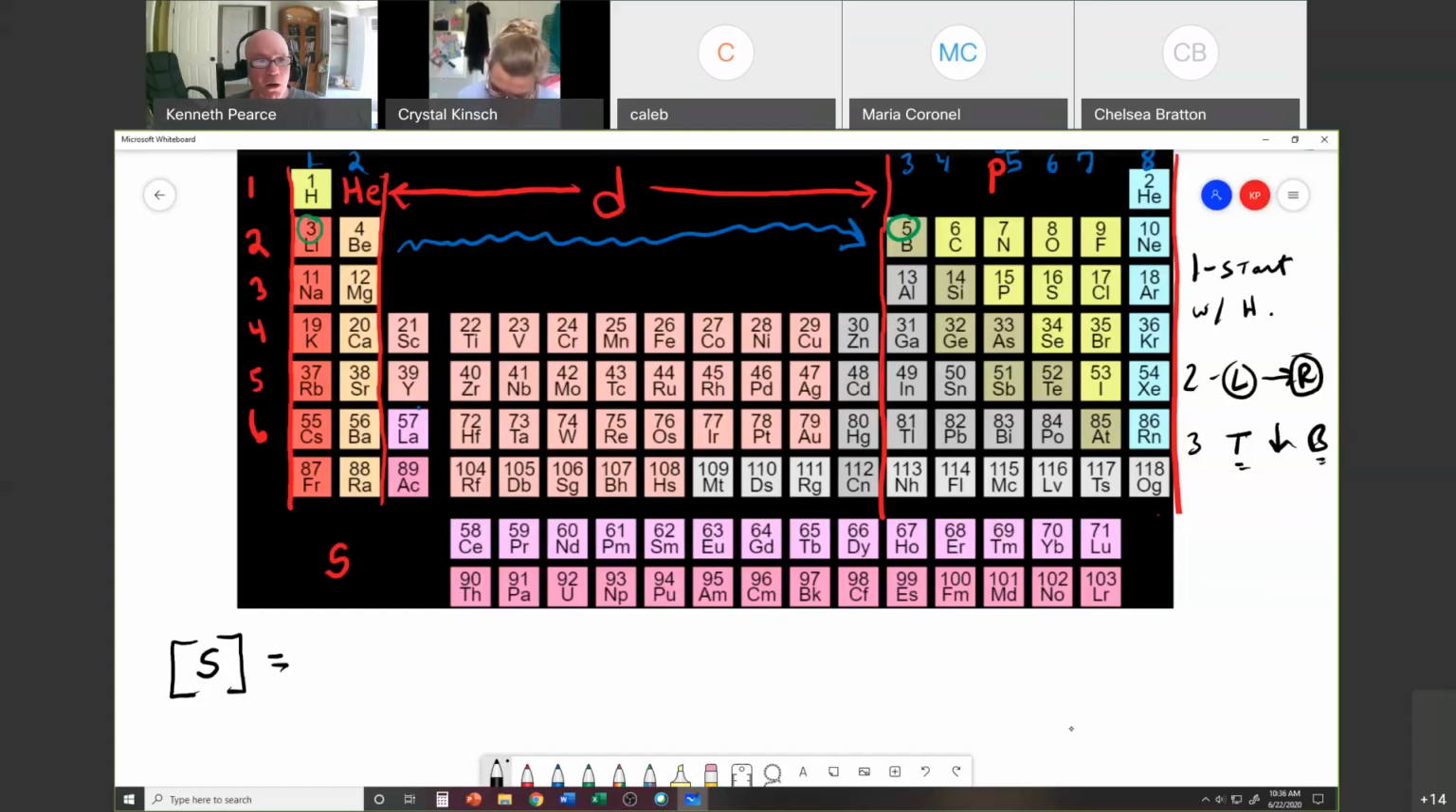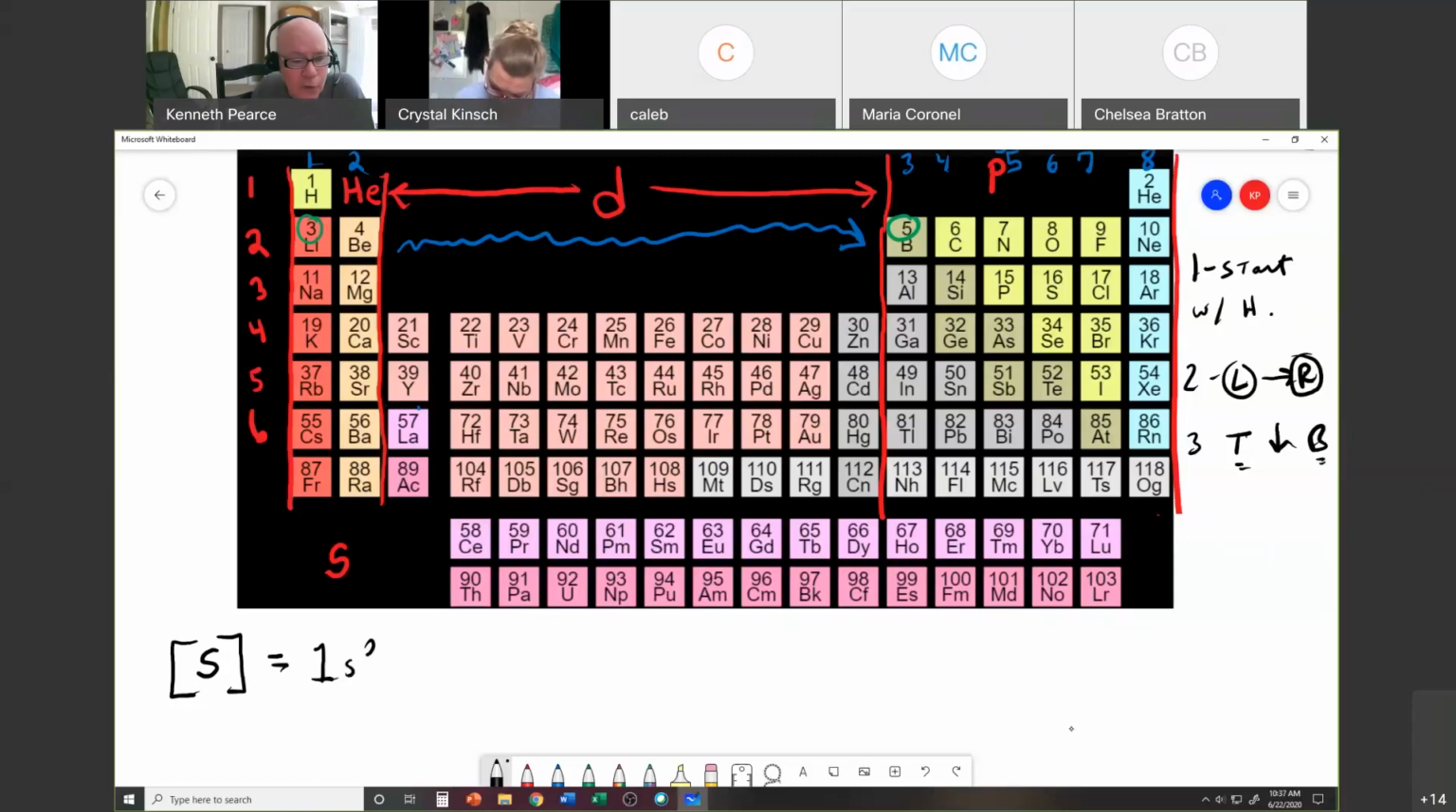Literally, if you can count row 1, row 2, row 3, and you can move left to right and don't skip over anything, just go all the way from the left-hand side to the right-hand side, you can do this. So what's S?